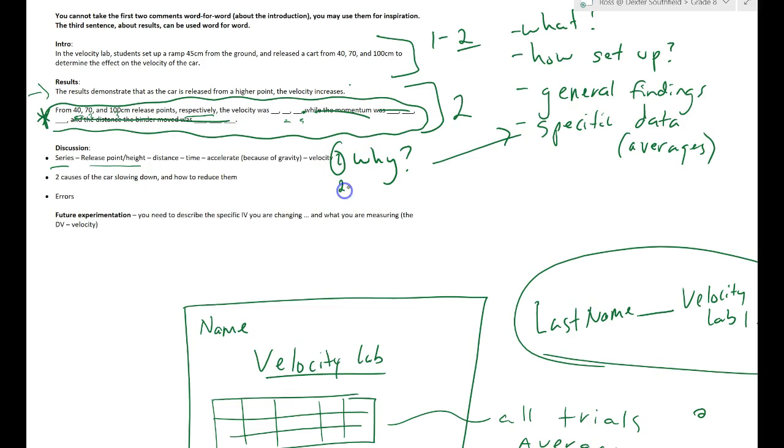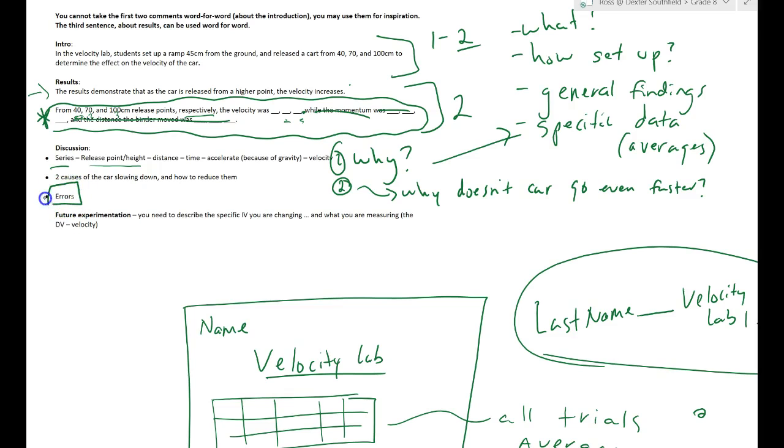Another maybe 2 sentences or so should be: what are the 2 things that slow the car down, and how do we reduce those two things? Essentially, why does the car not go even faster? Why doesn't the car go even faster? Meaning, what keeps that cart from hitting its top speed?